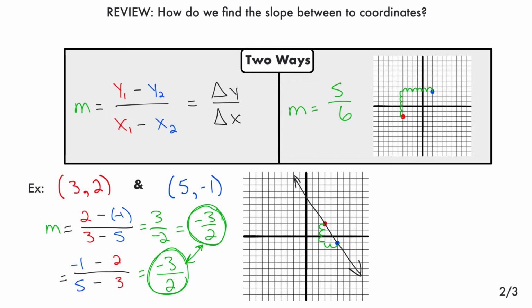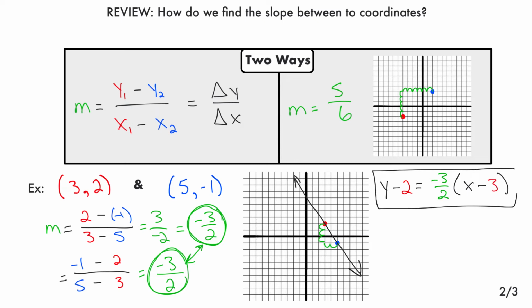Ultimately, our goal is to write this in point slope form. And this is the other trick to this, because I could write it as y minus 2 equals negative 3 over 2 times the quantity of x minus 3. That is the equation of that line. That is 100% correct. There is nothing wrong with that.